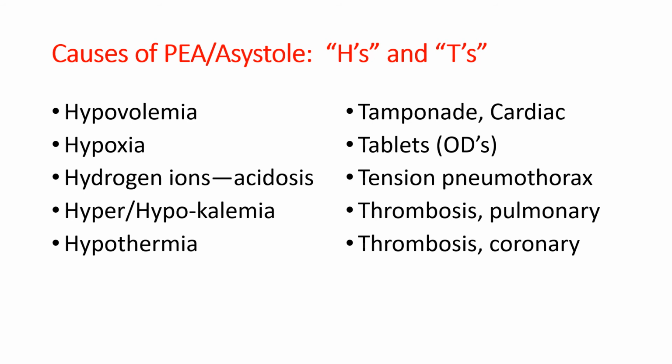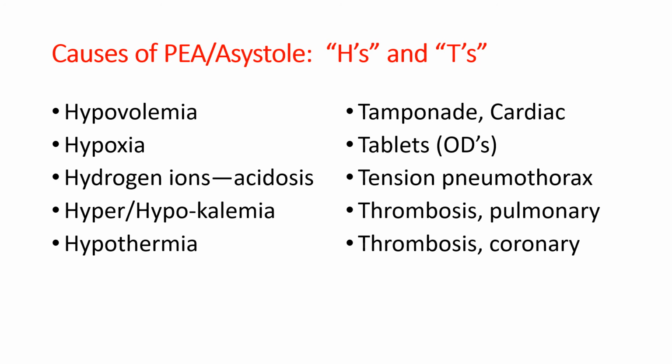And your treatment of PEA is P, produce a pulse, E, administer epinephrine, A, assess your H's and T's. So in order to reverse PEA, you have to try to reverse the cause of it. If they're hypovolemic, you're going to give them volume. If they're hypoxic, you're going to intubate.